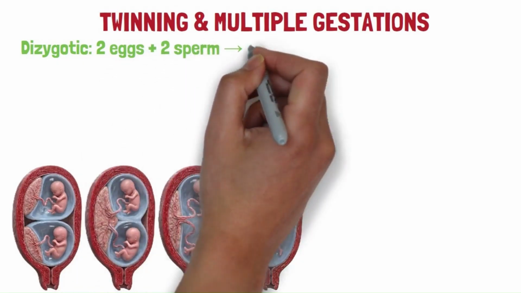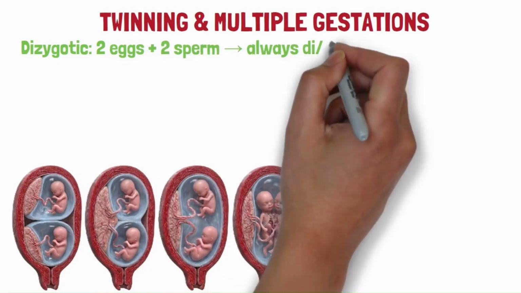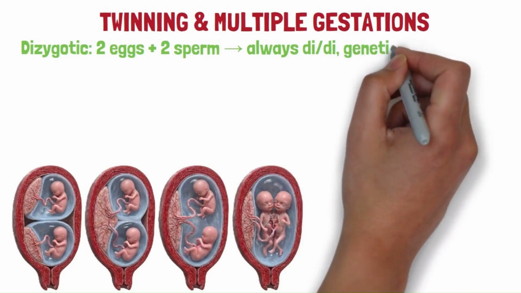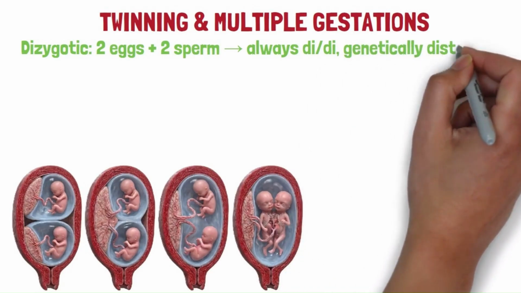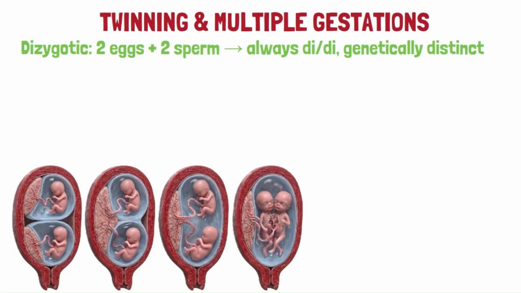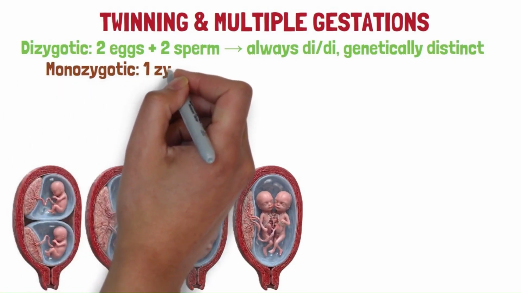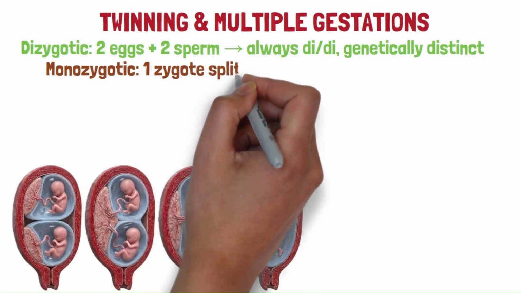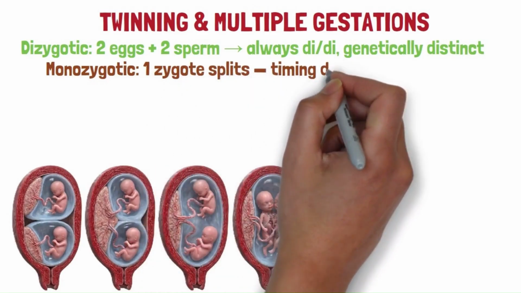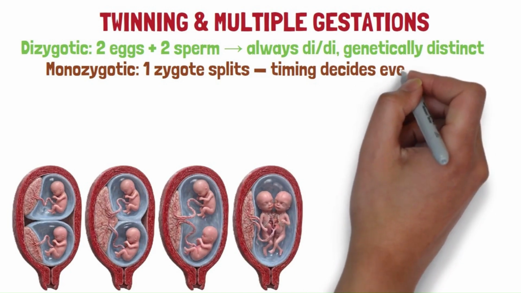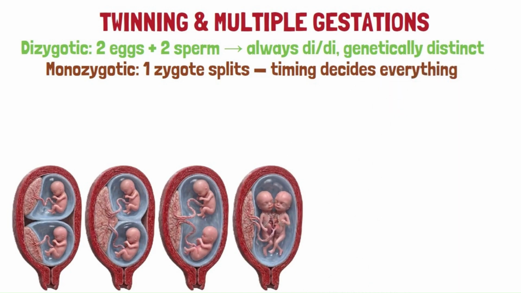Monozygotic identical twins are a different story entirely because they come from a single zygote that splits, and whether they share a placenta or a sac depends entirely on when that split happens. If it splits at 0 to 4 days, while still a morula, you get diamniotic dichorionic twins, each with their own sac and own placenta.